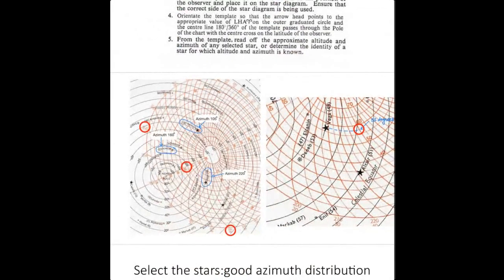And then if you want to do an observation, for example here for Vega, you can, first of all, on the outer ring, Vega is situated here somewhere. So on the outer ring, you can see that your azimuth will be 220 degrees.